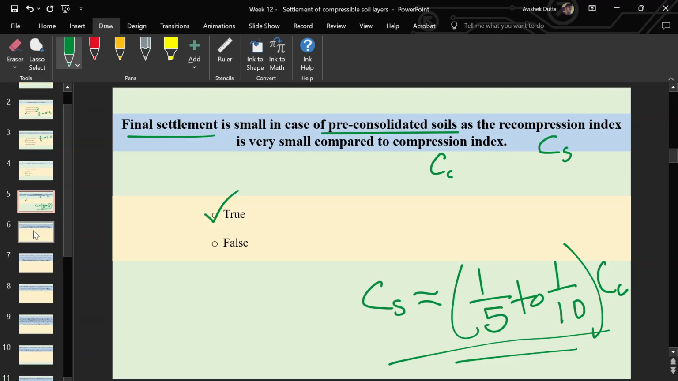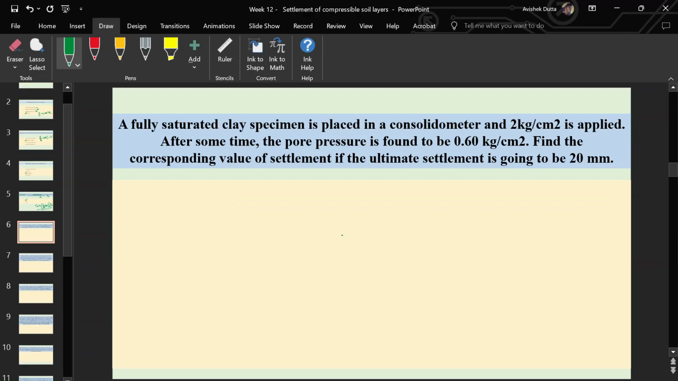Next question, the first numerical. Have you solved this? I think a similar sum I had already discussed in the last class. What was your answer? 14 millimeter. Yes, 14 millimeter.